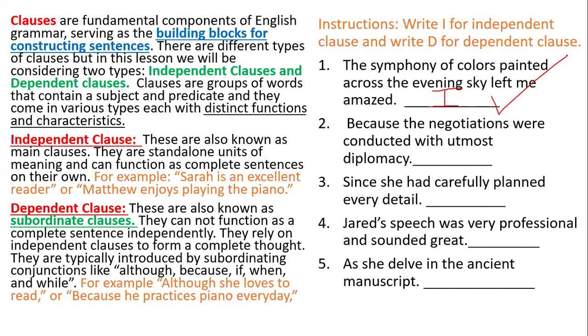Number 2. Because the negotiations were conducted with utmost diplomacy. What do we have for this one? D. Very good. Anyone else have D for this one? I did. D. Very good. D, because it starts off with "because." You don't start sentences with "because."